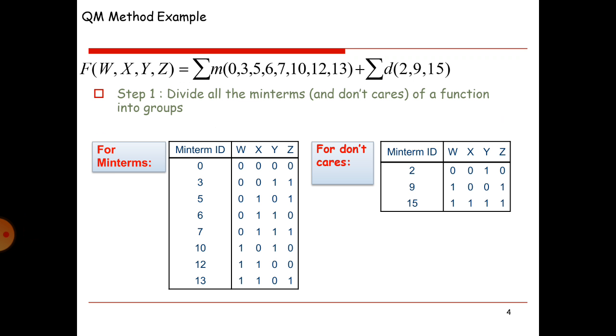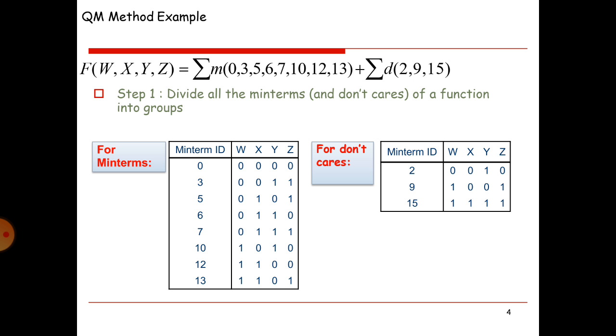So here the problem is given f of w, x, y, z, which is equal to summation of minterms 0, 3, 5, 6, 7, 10, 12, 13 plus summation of don't cares 2, 9, 15. So in step 1, divide all the minterms and don't cares of your function into groups. First you have to make the table for minterms and next the table for don't cares. So the minterm IDs given in the problem, 0, 3, 5, 6, 7, 10, 12, 13, will make one table.